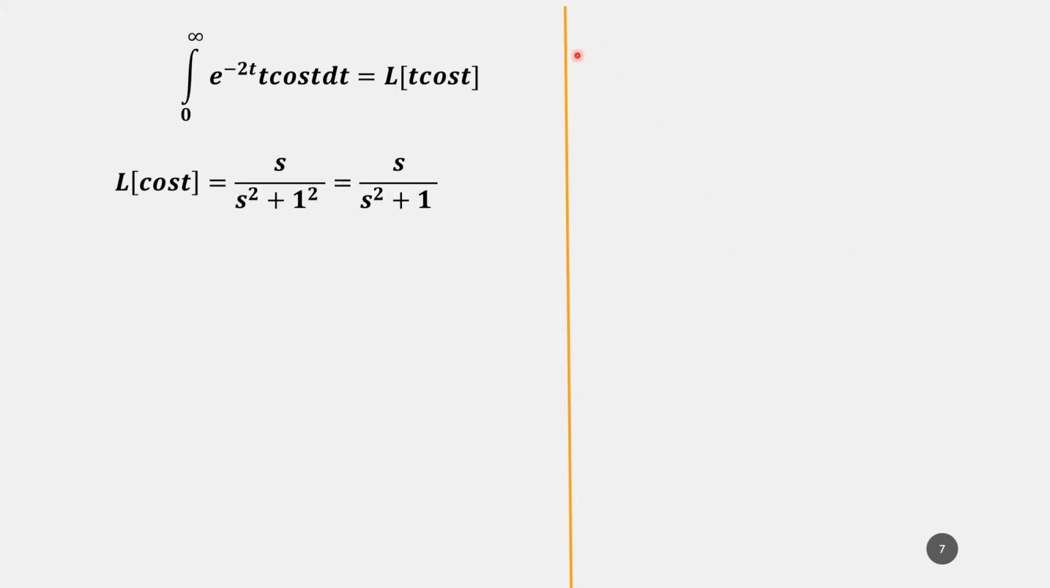Again, you have to start with the function which is on the extreme right. So start with cos t. L of cos t, we know, is equal to s upon s square plus 1 square. Now we have to calculate L of t cos t. So we have to use the multiplication by t property. It states that whatever answer you got in the previous step has to be differentiated once with respect to s.